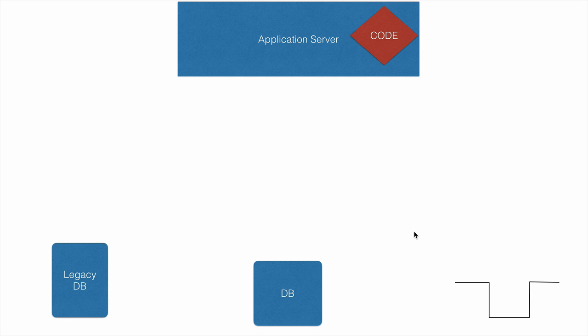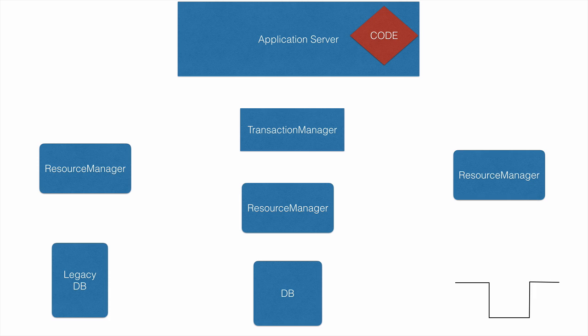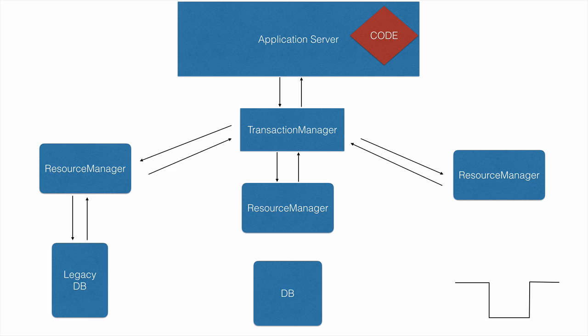A distributed transaction involves a transaction manager and one or more resource managers. The transaction manager is responsible for communication between our application and all the resource managers. And the resource managers know how to get the work done by the underlying resources, like the databases or messaging brokers. They use a mechanism called two-phase commit.